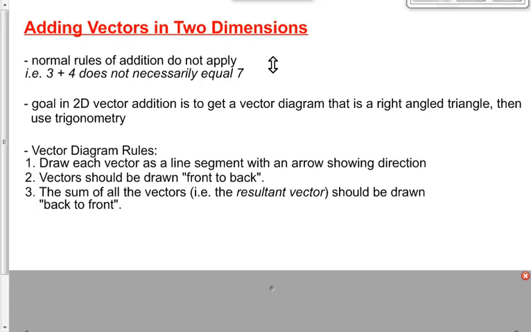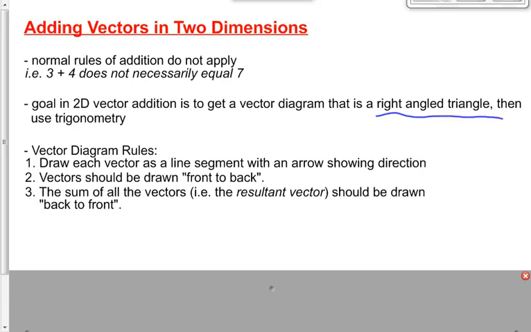We said when we're adding vectors in 2 dimensions, the goal is to always get a right-angled triangle. Always. Once we have a right-angled triangle, then we can use some fairly simple math, namely the Pythagorean theorem, a squared plus b squared equals c squared, and a little bit of trigonometry, but thankfully, not too difficult trigonometry, to find what the angle is, which is important because when we're adding vectors together, we get a vector that has a direction. Here are the rules of vector addition so that we can get that ultimate goal of a right-angled triangle. Number 1, you've got to draw vectors.